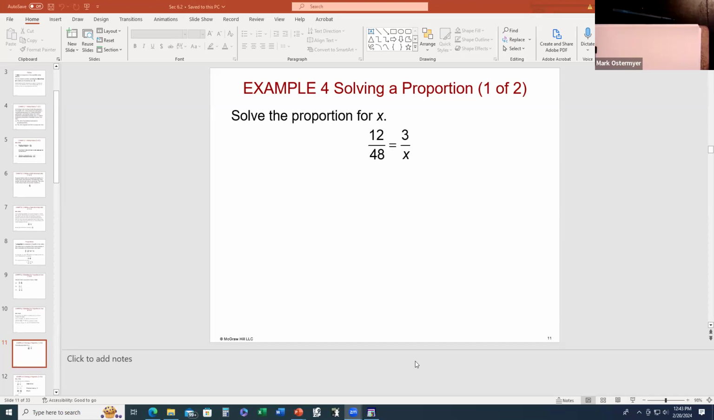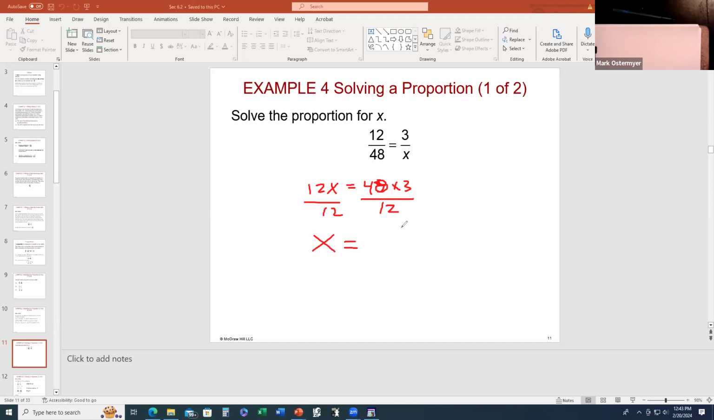So when we cross multiply, we're going to have 12 times x, which is 12x, and that's going to be equal to 48 times 3. Then, in order to solve for x, we will divide both sides of our equation by 12.